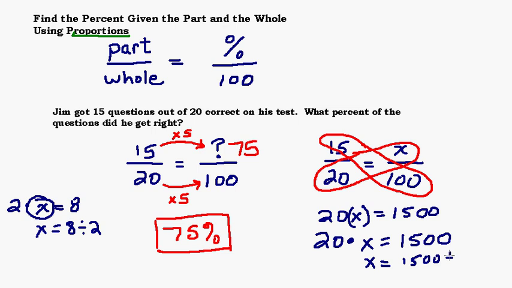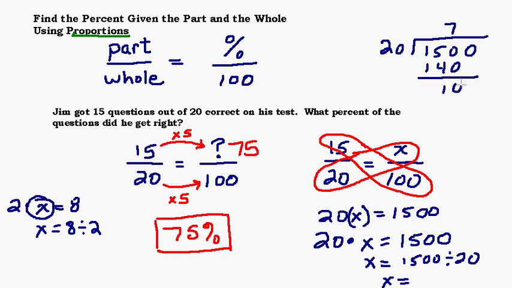1500 divided by 20. So how many times does 20 go into 1500? Well, we'll do the long division. So 20 into 1500. Let's see, 20 goes into 157 times for 140. Subtract that and we get 10. Bring down the 0. 20 goes into 100 5 times exactly. So our answer is 75, which is the same thing we got when we did it the other way over here. So the answer is 75%.